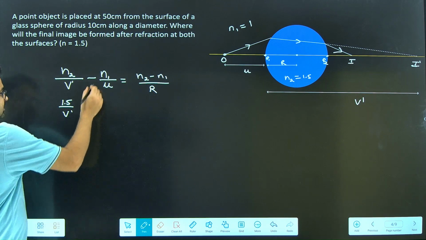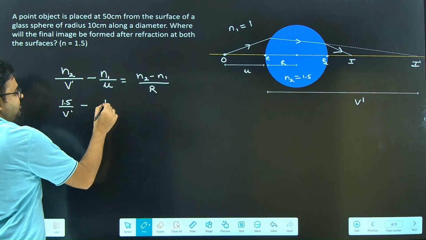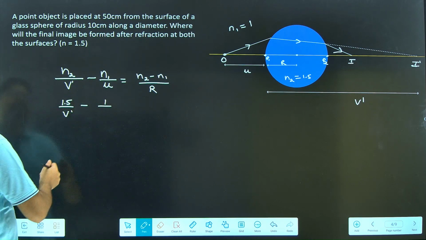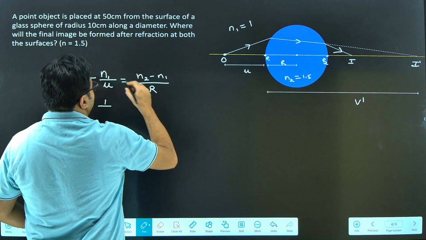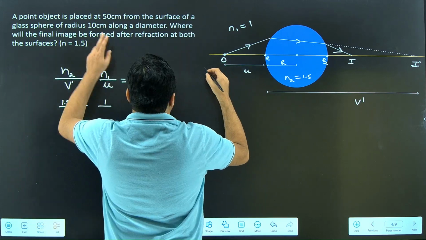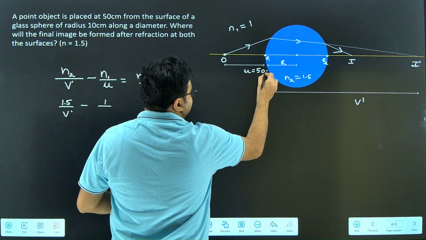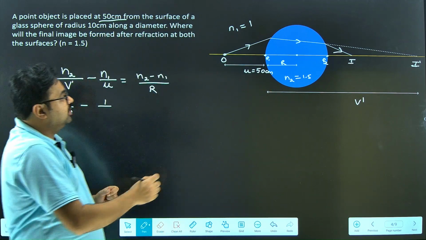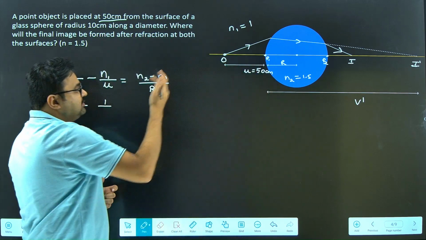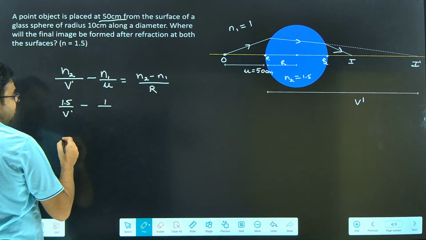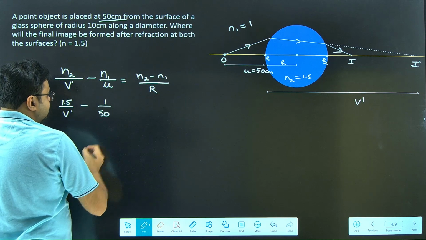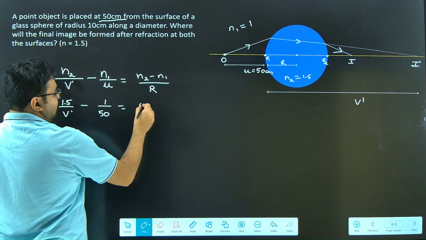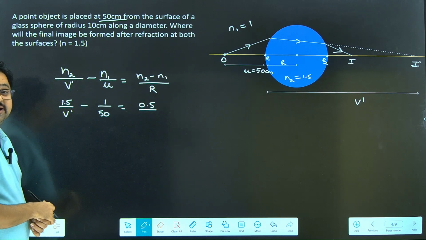Minus N1, the refractive index of the object medium. I shall write 1. Object distance has been given to you, my friends. The question says that the object distance is 50 centimeter from the surface of the glass sphere. So here is the surface of the glass sphere. From there, it's at a distance of 50 centimeter. I shall write that down: 50 equal to the difference in refractive indices, 1.5 minus 1 is 0.5, divided by the radius of curvature.